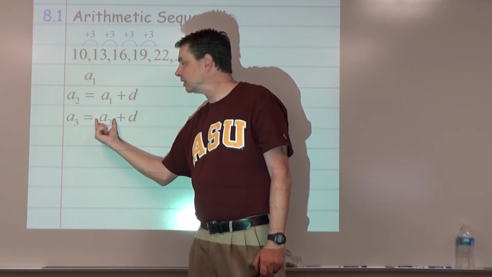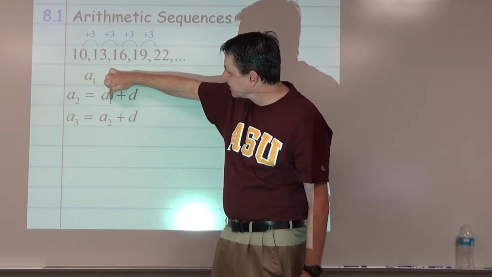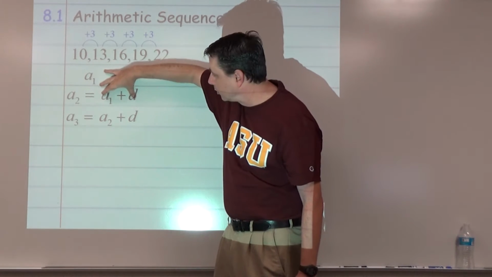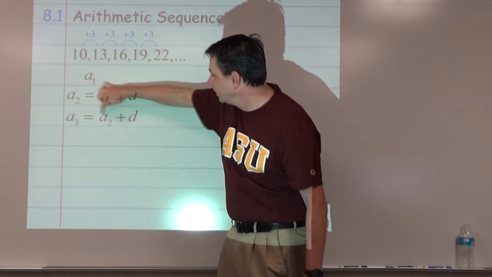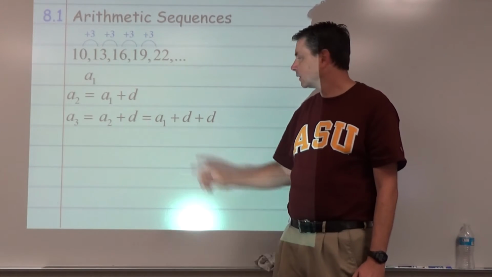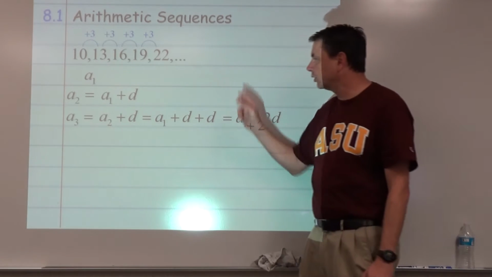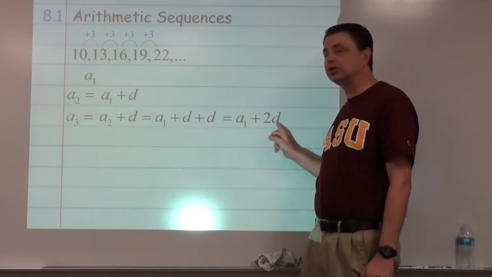But what is A sub 2? We just found out that A sub 2 is A sub 1 plus D. So we could replace A sub 2 with A sub 1 plus D. And then these are like terms. We could add those together. So the third term is the first term plus 2 times D.